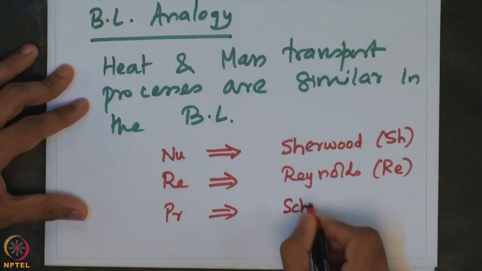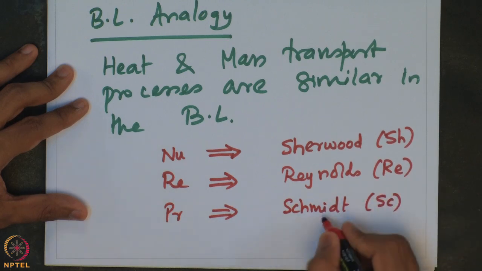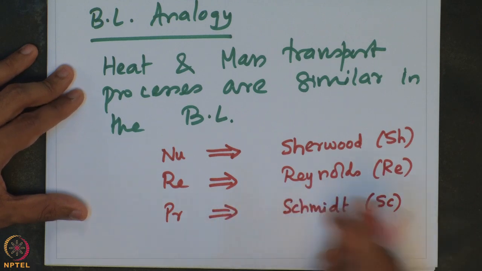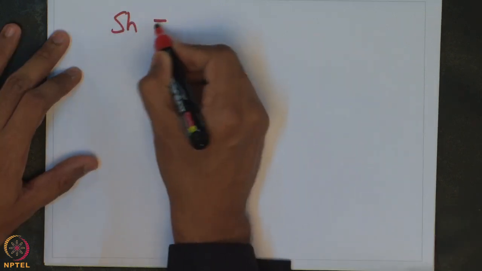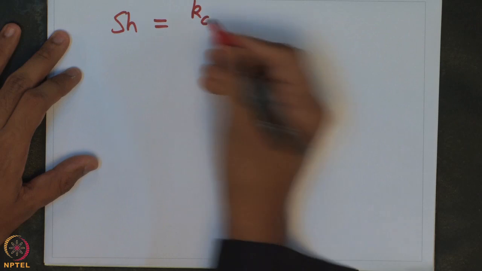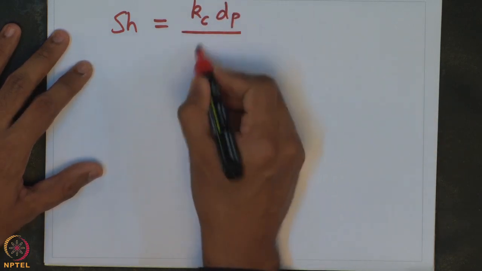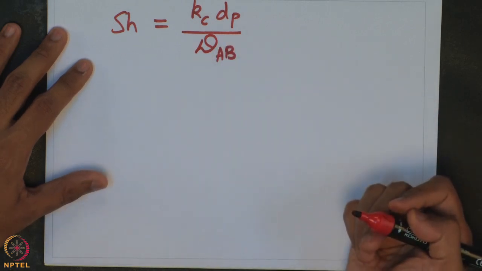In a similar fashion, there will be the Schmidt number, which essentially characterizes the diffusion of species through the fluid. So, let us look at what is Sherwood number and what is Schmidt number. Sherwood number Sh is essentially given by the mass transport coefficient kc multiplied by the particle diameter dP divided by the equimolar counter diffusivity DAB.